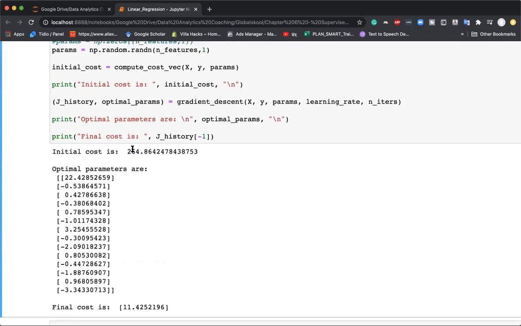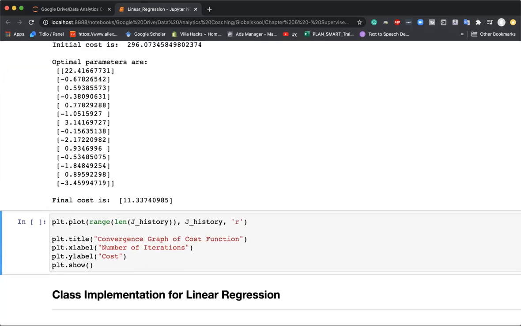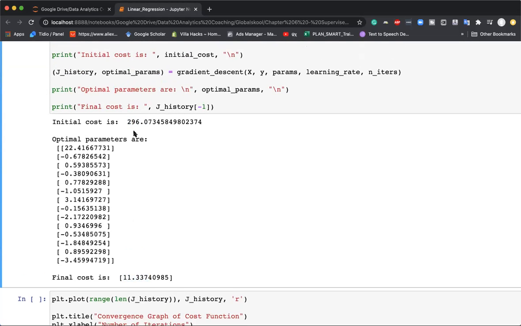Since we want to have reproducible results, let us initialize our parameters with just zeros and not random, so that at least for now we can see how it matters. And here we can see we start with an initial cost of 296 and end up with 11.33, which means that our model is now pretty much trained.